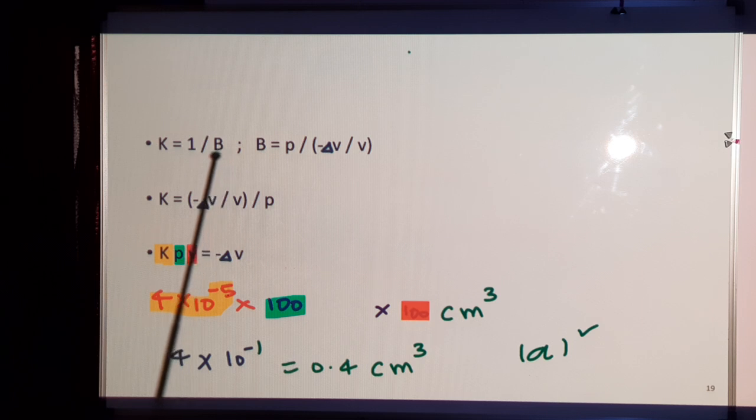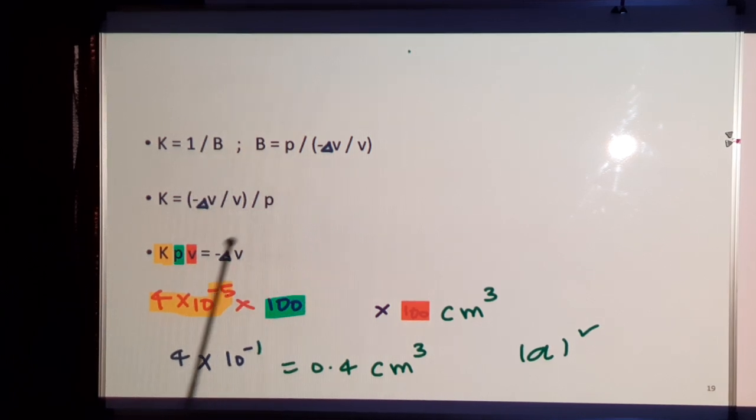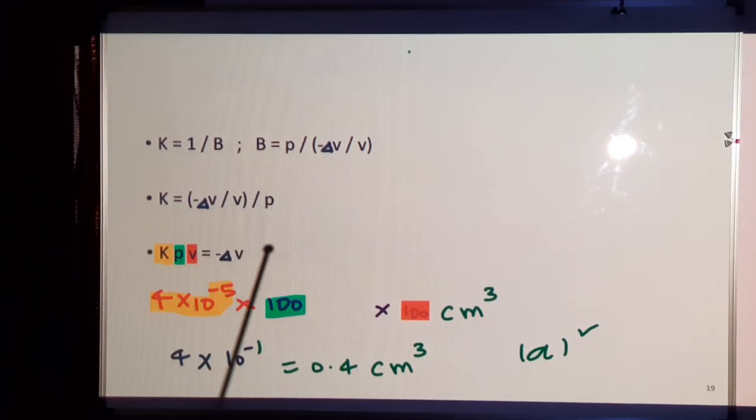Compressibility is defined as 1 by bulk modulus. Bulk modulus is stress by strain. So from this you get, minus delta V is K into P into V. K is given as 4 into 10 to the minus 5 per atmospheric pressure, and this pressure is 100 times atmospheric pressure, and the volume is 100 centimeter cube. So from this we get the answer as 0.4.